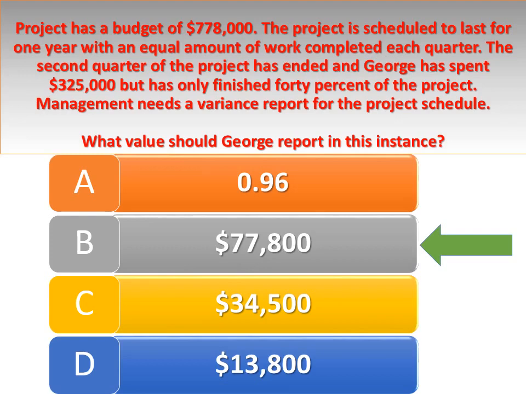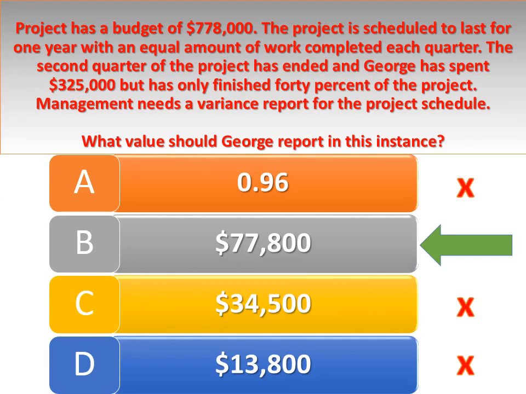The earned value in this instance is 40% of the project budget, $778,000. And the planned value is $398,000. George is to be 50% done at the end of the second quarter, as the work is spread evenly across all quarters. The schedule variance is $77,800 for the project.